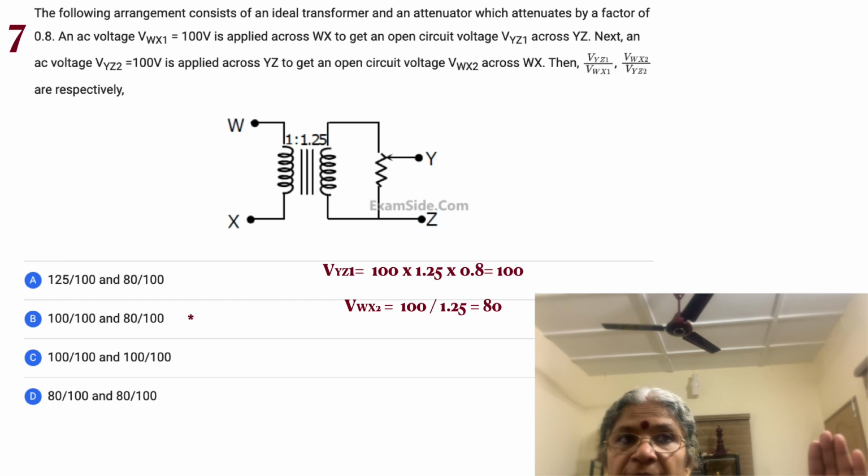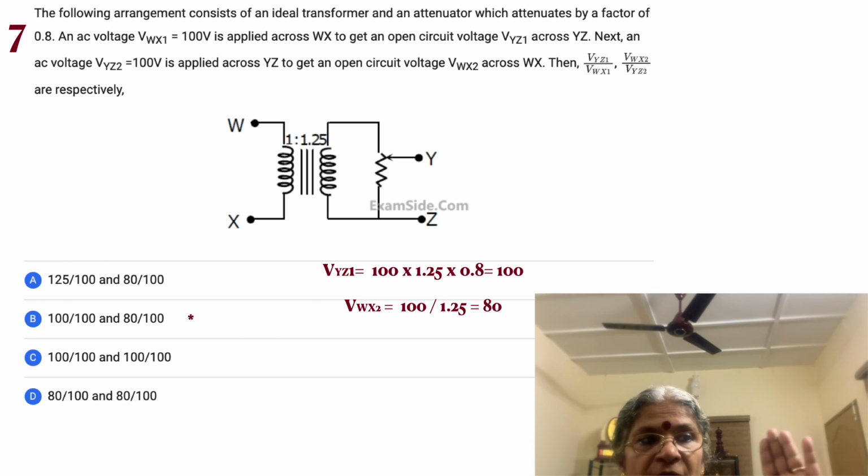So it's a one-way kind of arrangement. What happens one way is that whatever voltage you impress on Wx becomes transformed to the secondary, and then it gets attenuated.